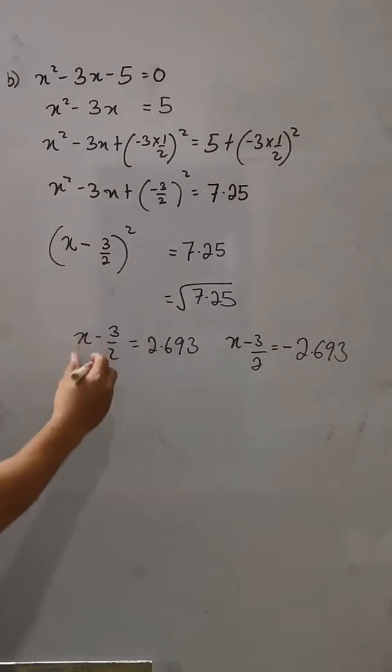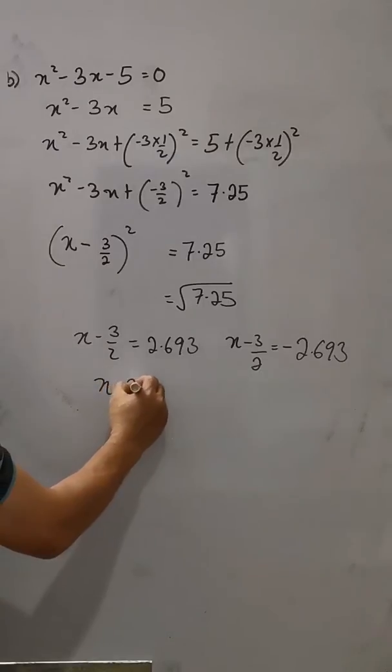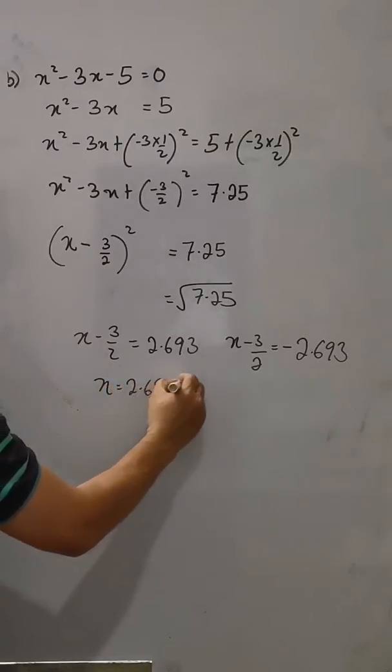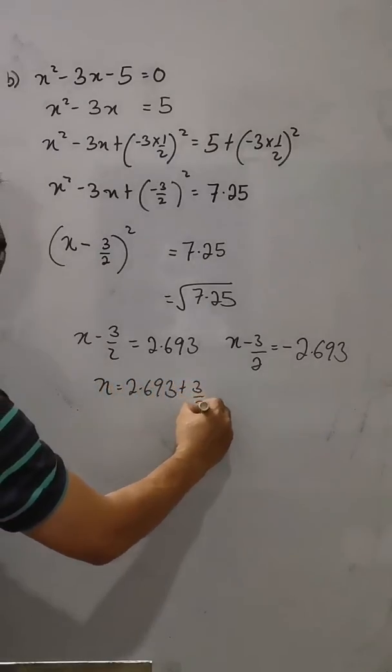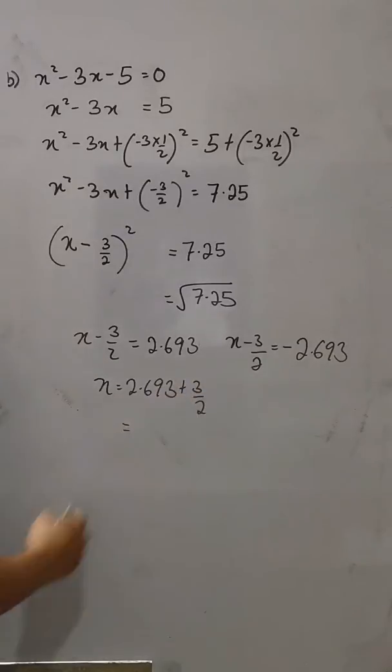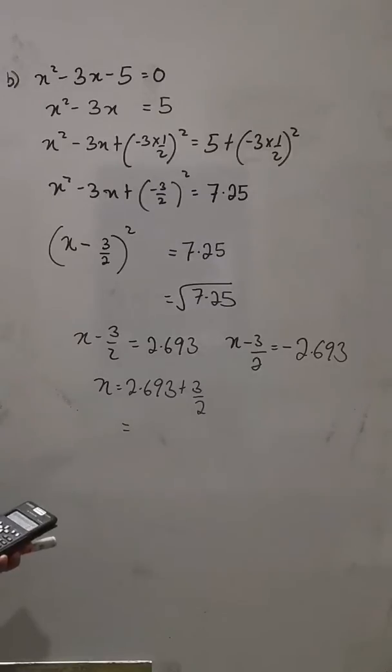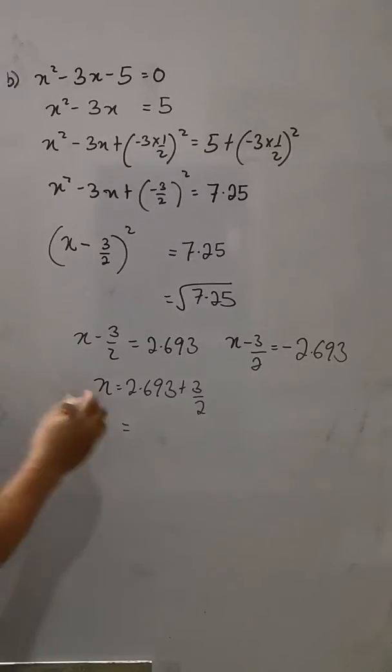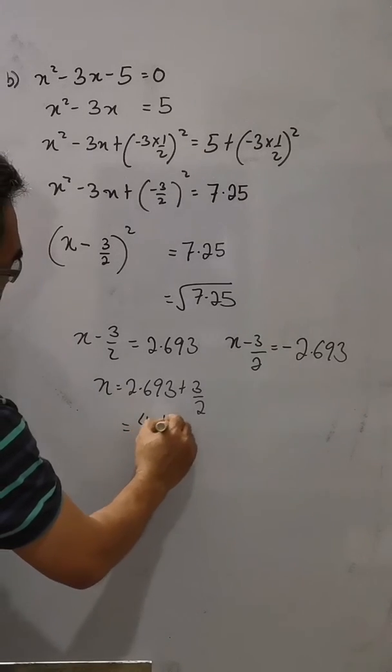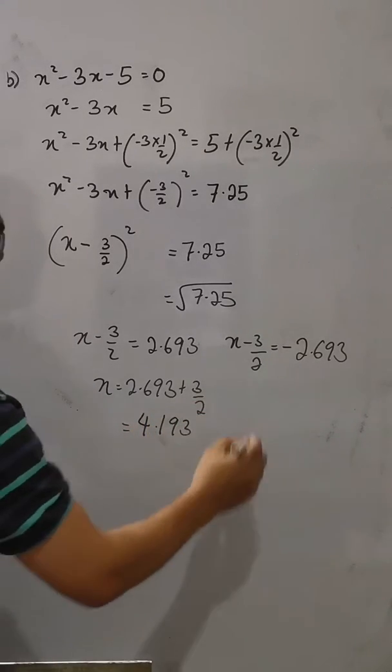Then move, so x will be 2.693 plus 3 over 2. If you like, you can change it to decimal, that is 1.5. Okay, so 2.693 plus 1.5 equals 4.193. That is the first value.